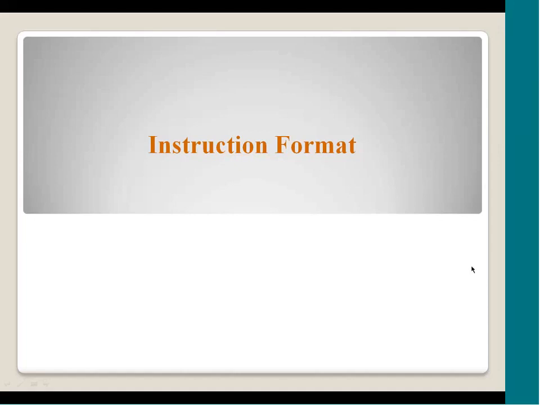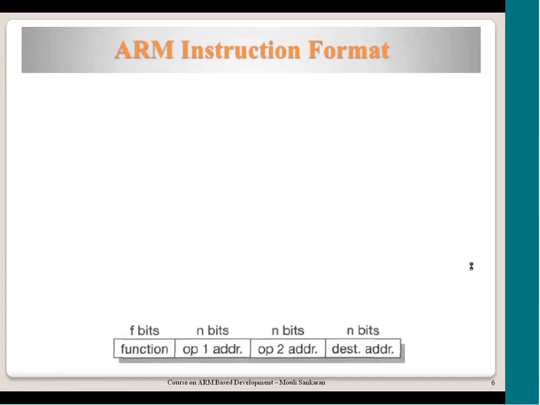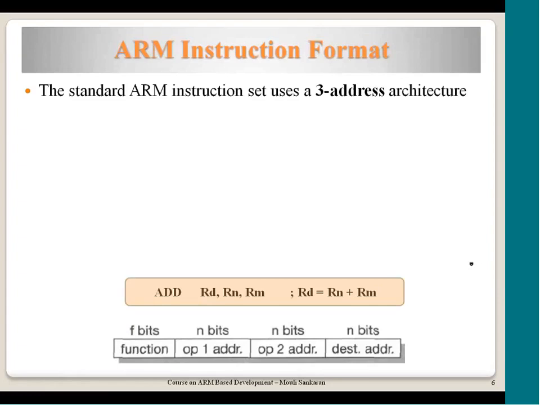Now let us see what a particular instruction looks like. As I told you, the instruction width is 32 bits. So I have given a sample instruction: ADD Rd, Rn, Rm. This is the normal convention, the way an assembly instruction is represented in ARM. So ADD shows that it is an addition, and Rn and Rm are the two operands. They get added, and the result is put into Rd, that is the destination register.